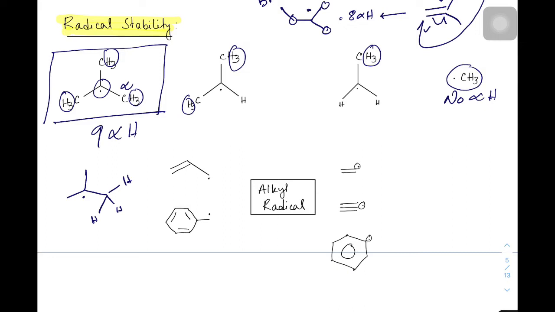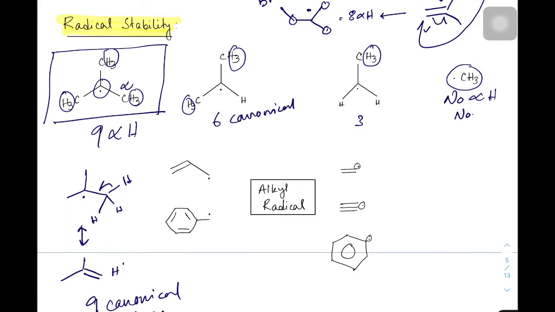and that will take part in hyperconjugation with the radical, and it will form this type of resonating structure. In this way there will be 9 canonical forms. The more canonical forms, the more the stability. There will be 6 canonical forms, then 3, then no canonical forms. Therefore the stability decreases from left to right.